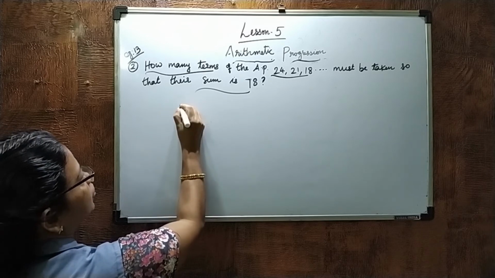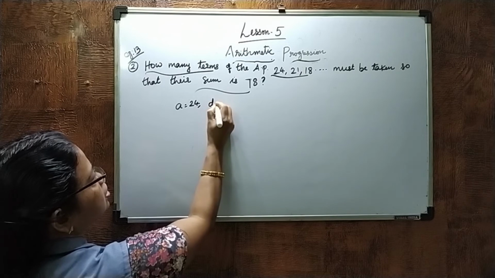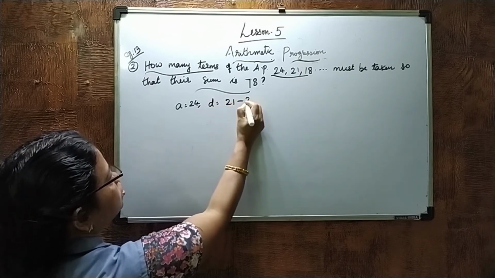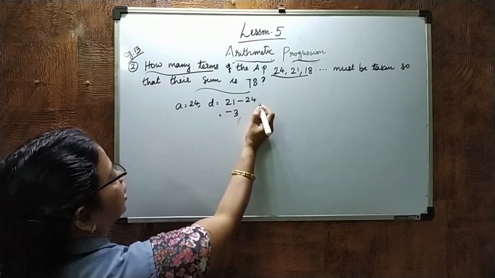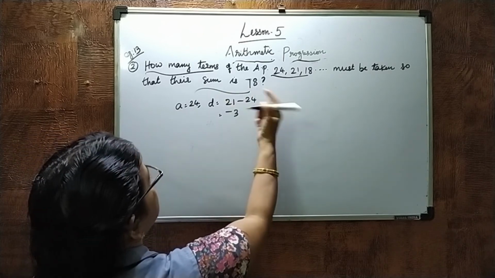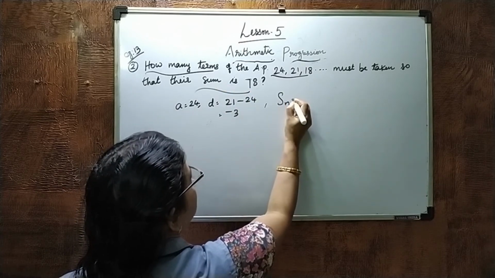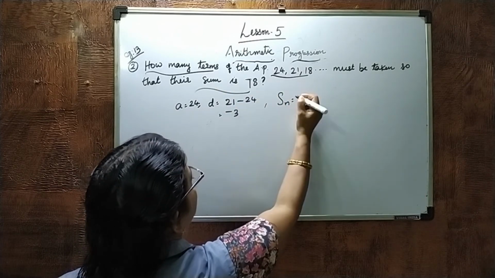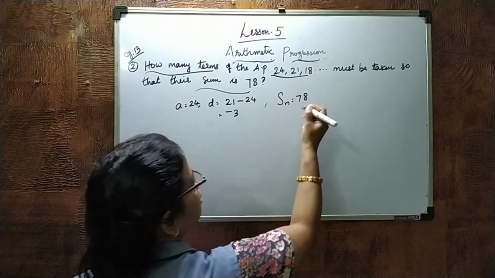A is 24, and D is 21 minus 24, so we will get the answer negative 3. Then next one, the sum of n terms. The number of terms we do not know, that's why we don't know. The sum is 78, the sum of the terms is 78.